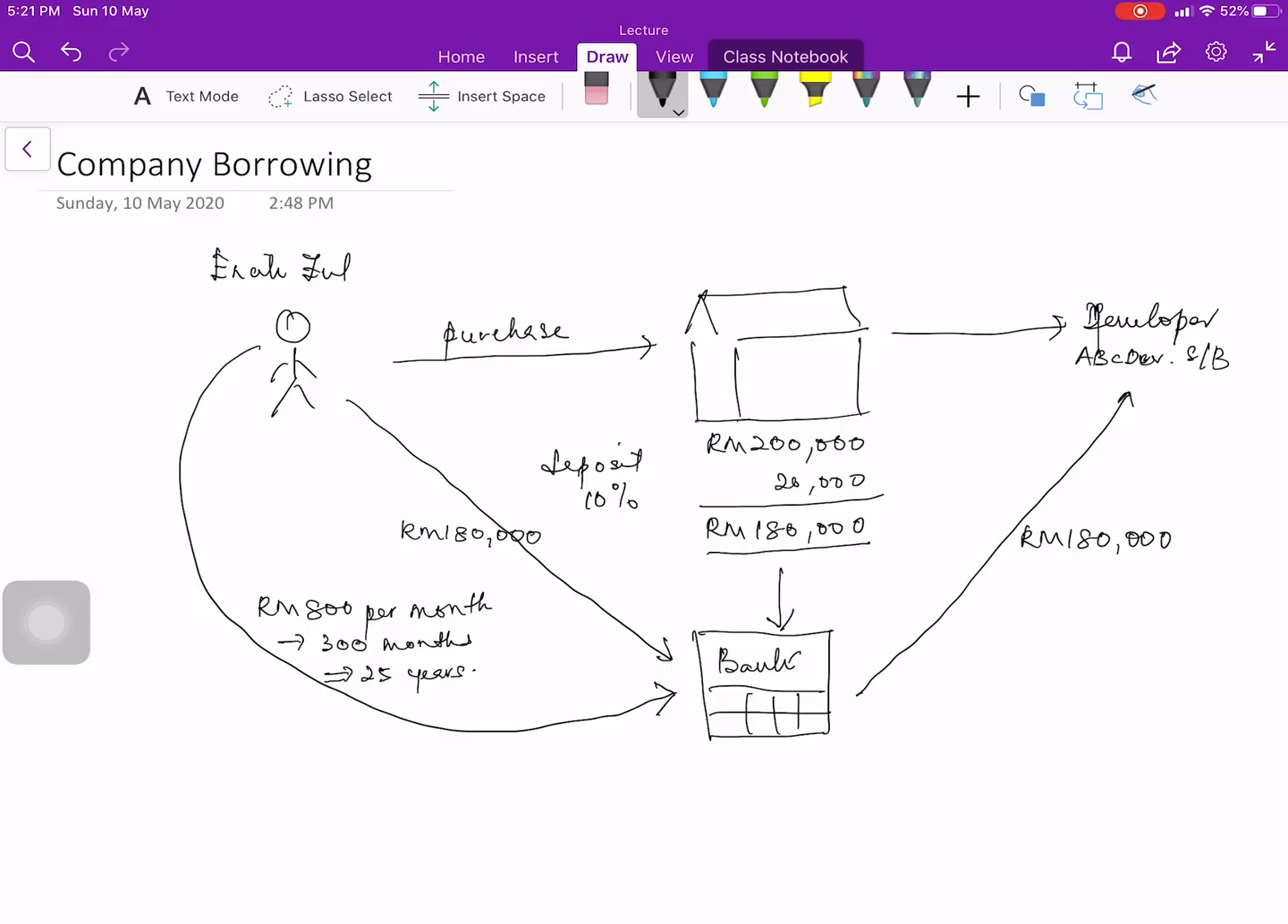Now, in return, we know that this house is actually a security. Let me just write it properly. This house is a security. Encik Zul borrowed from the bank with the house as security. He charges his house. So Encik Zul is now the charger, the bank becomes the chargee, and the house becomes what we call the charged property.